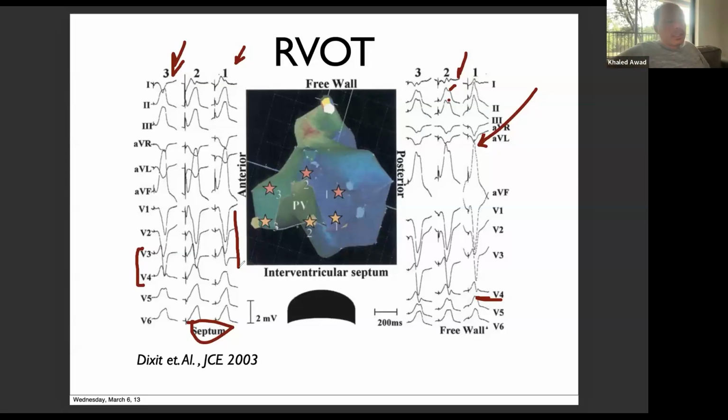And then lead 1 tells you if you're in site 1, site 2, or site 3, and that tells you whether you are very anterior in the RVOT or posterior. Well, how do you tell anterior, posterior? How do you translate that in catheter movement, catheter positioning? You do that by essentially opening the catheter up or closing it.